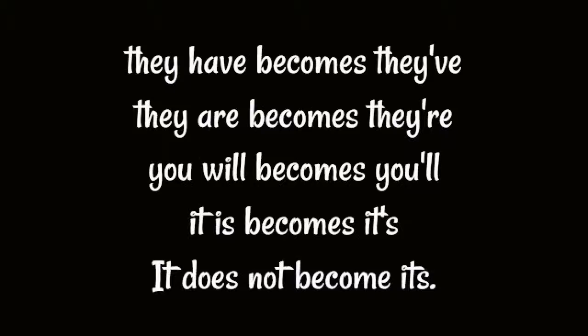They have becomes they've. They are becomes they're. It's a different one. You will becomes you'll. It is becomes it's. It does not become its without an apostrophe. Totally different meaning. So you want to make sure that you keep those homophones straight.